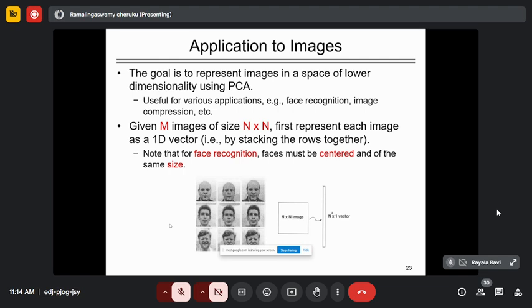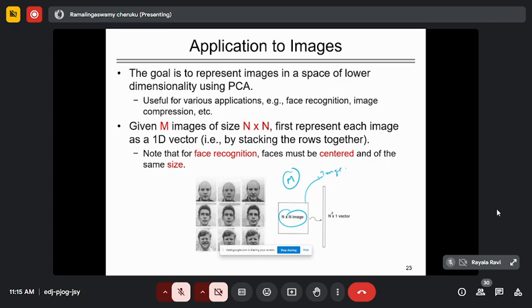Of course, nowadays we use deep architectures for face recognition, but prior to that we used PCA for face recognition too. Once you identify the important features, from those features we can reconstruct the original image, and that is where we can use image compression. Suppose I am given m images, each of size n cross n. The first step is to represent each image as a 1D vector. What we are doing with this n cross n image is image flattening.